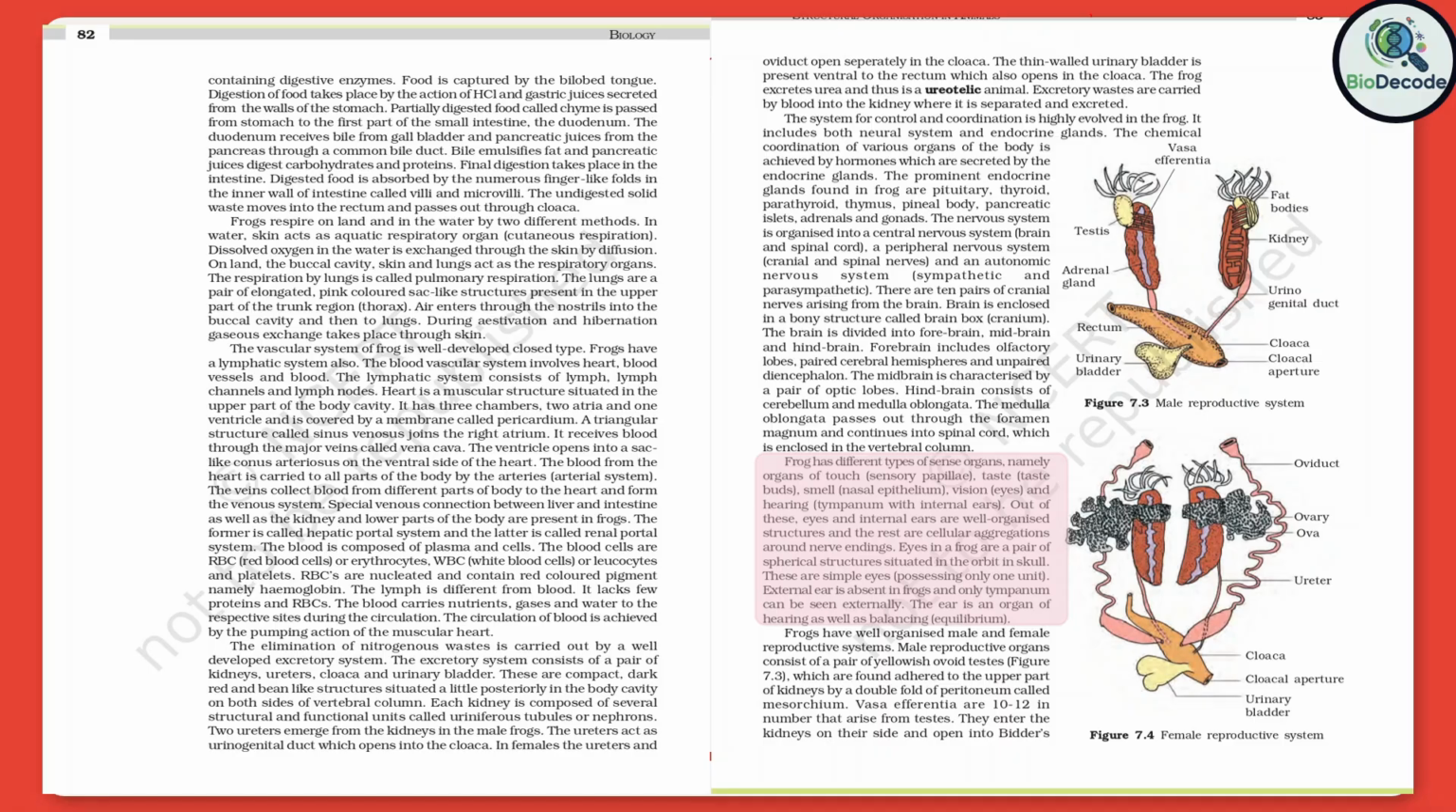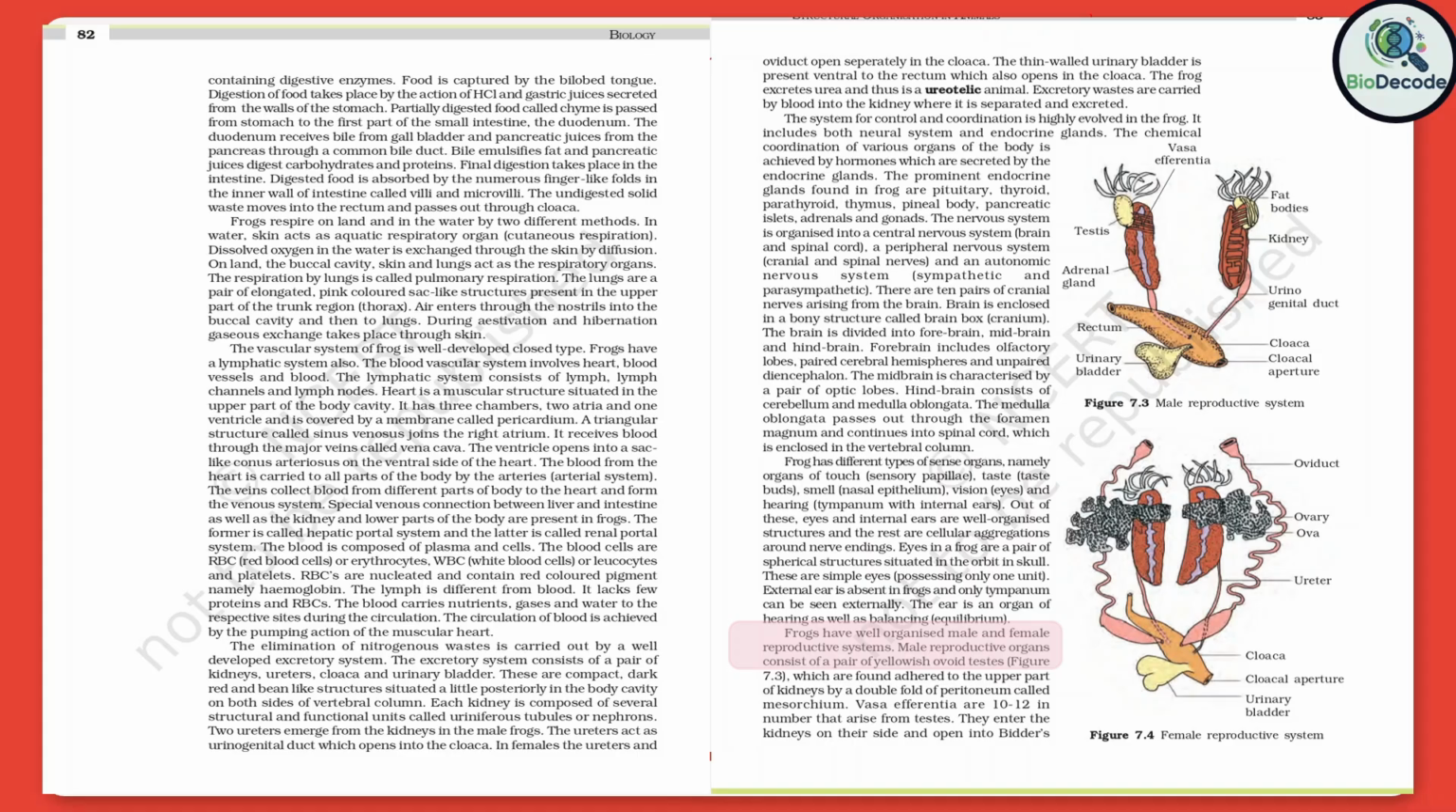Eyes in a frog are a pair of spherical structures situated in the orbit of the skull. These are simple eyes possessing only one unit. External ear is absent in frogs, and only tympanum can be seen externally. The ear is an organ of hearing as well as balancing, equilibrium. Frogs have well-organized male and female reproductive systems.